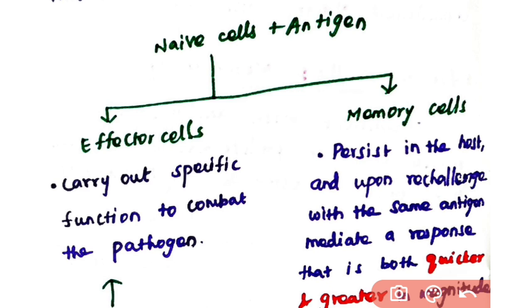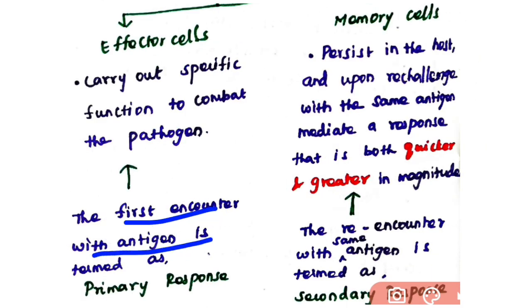If the same pathogen reinfects the host, these memory cells will respond much quicker and greater in magnitude. So the first encounter with antigen is termed the primary response. If the host encounters an antigen, effector cells are produced in the host that will clear the antigen, and that response is known as the primary response.